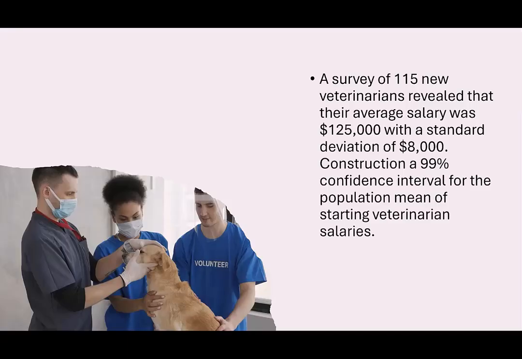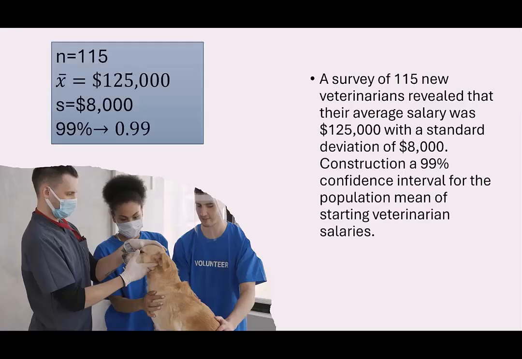And that comes from the information we were given. We were given that n is equal to 115. The 125 stands for x bar. It's the mean of the sample. It's not the mean of the population. And our standard deviation of 8,000 is the standard deviation of the sample, not of the population. Because we have the standard deviation of the sample, this means we need to use a t-distribution.